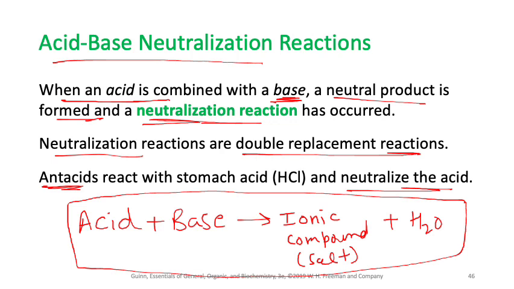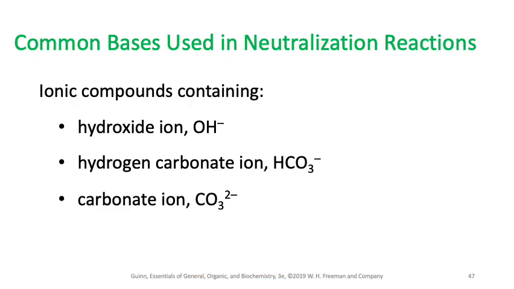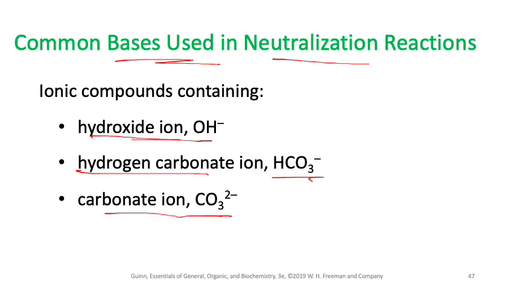So let's go to the next slide and then try to understand different types of bases that we can use in acid neutralization reaction. So what are the common bases that we use in neutralization reaction? We can use hydroxide ion because hydroxide ion is a base, hydrogen carbonate and carbonate ion. So we're gonna use the reaction of acid with each of these bases. So let's try to do it one by one.